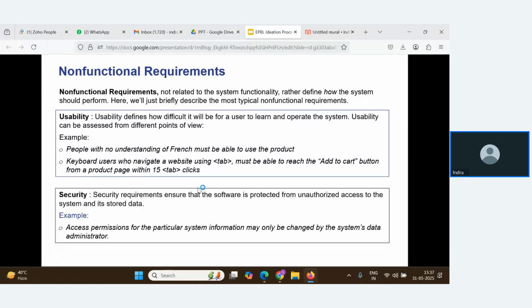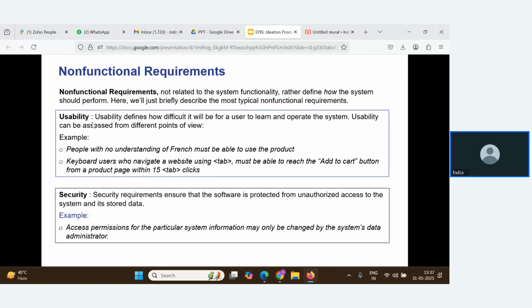Non-functional requirements focus on how the system should perform, rather than what it should do. They define system quality, usability, and performance. Non-functional requirements are very crucial to ensure that the system operates very effectively and provides a satisfactory response to the user experience. So there are certain factors inside it.